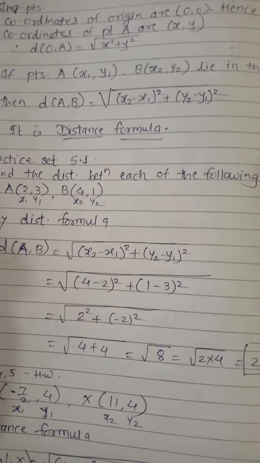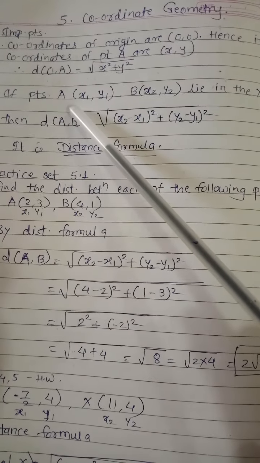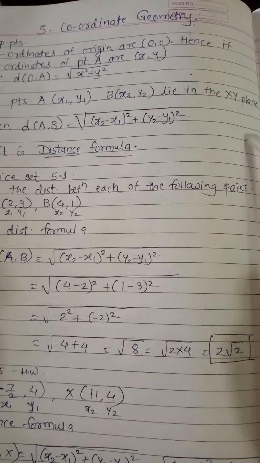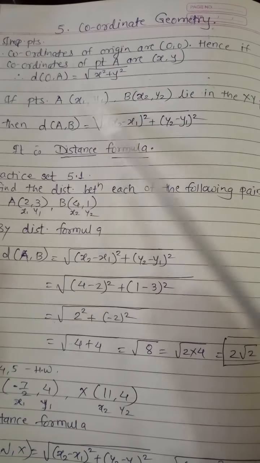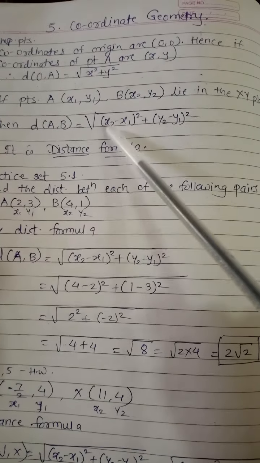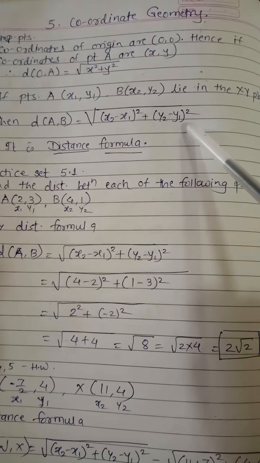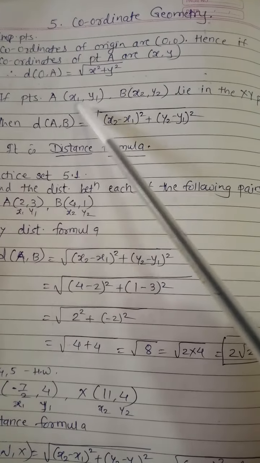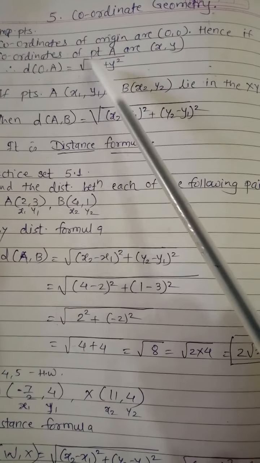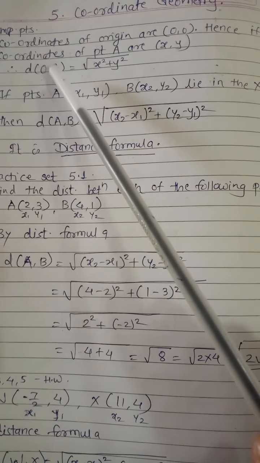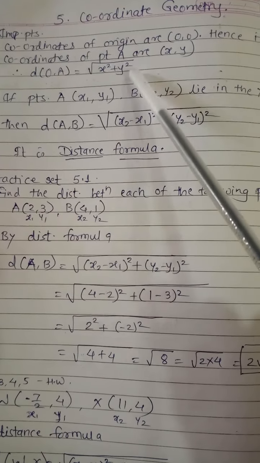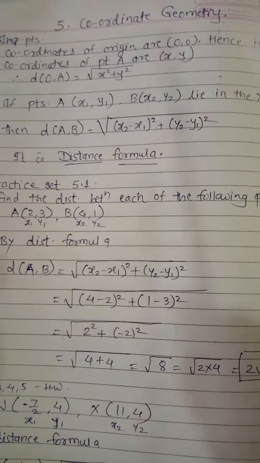Actually, in 9th standard you learned about the distance formula. That is, if two points, A having coordinates x1, y1 and B having x2, y2, lie on the xy plane, then the distance between these 2 points can be found by using this formula: root of (x2 minus x1) whole square plus (y2 minus y1) whole square. Out of these 2 points, if one point is the origin, then this formula is converted into this one: distance OA, with O as the origin, is equal to root of x square plus y square. This formula we can use when one point is the origin.